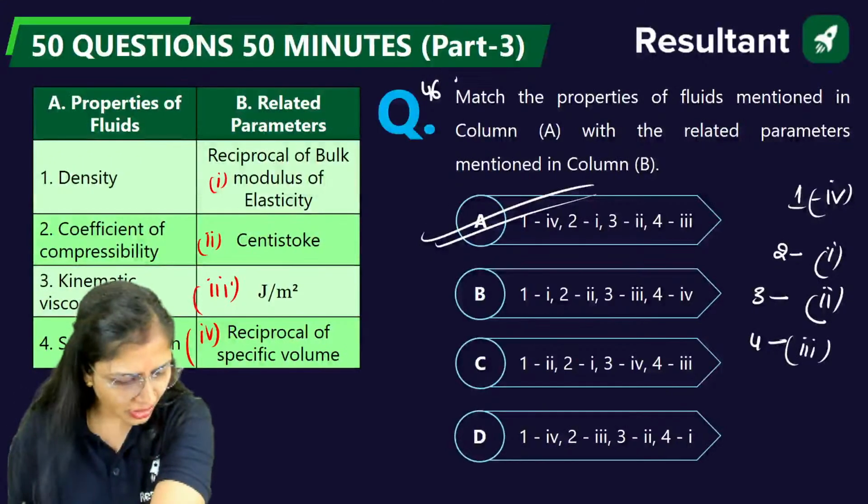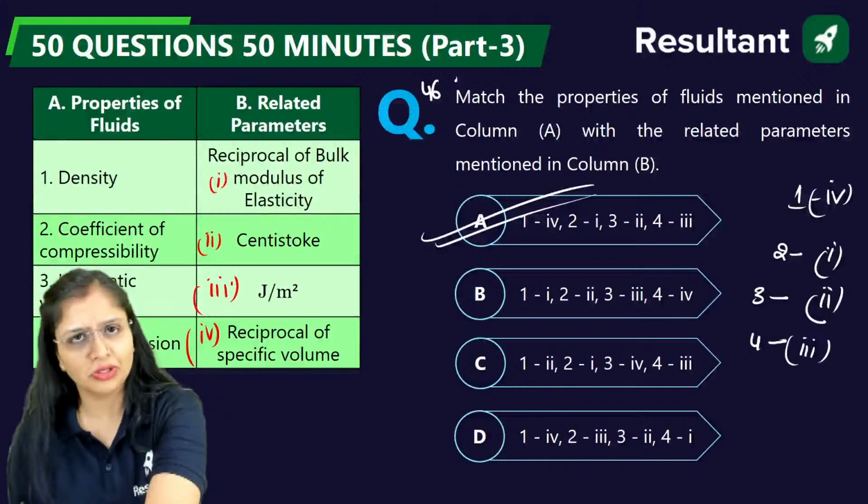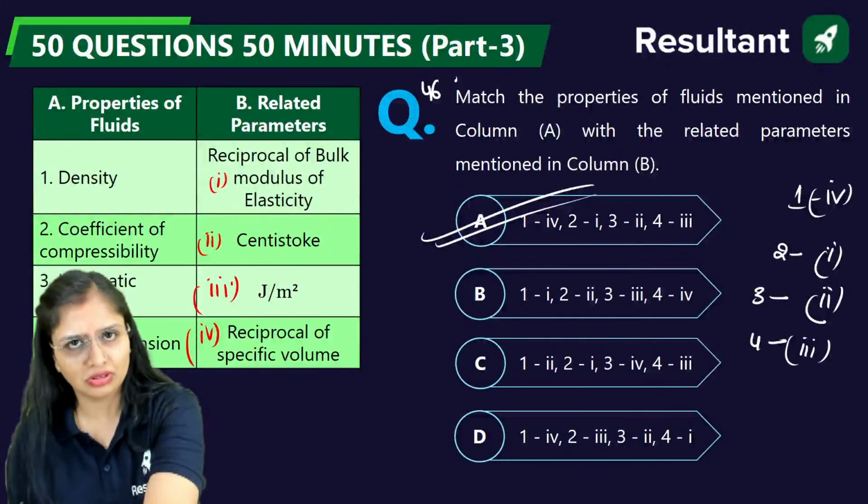How did the second become that, Divya? Son, compressibility is the opposite of bulk modulus, so for 2 it will be 1.